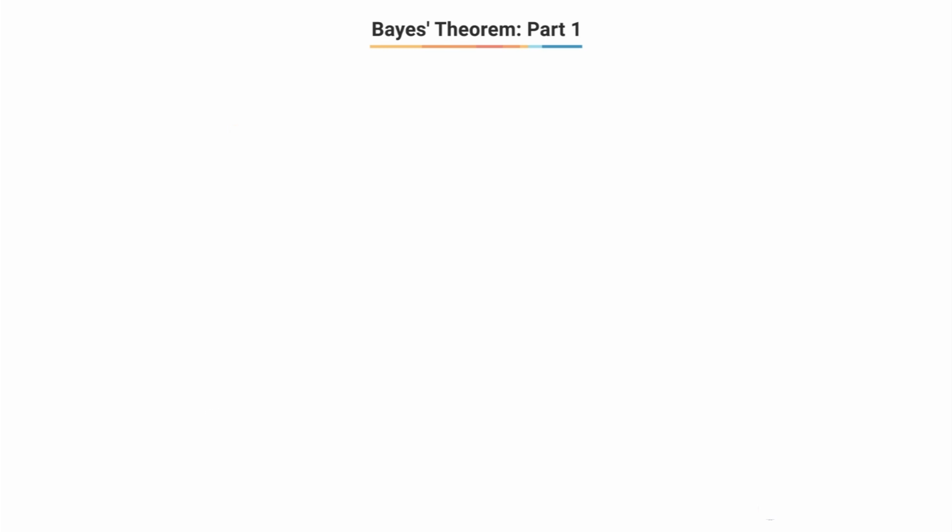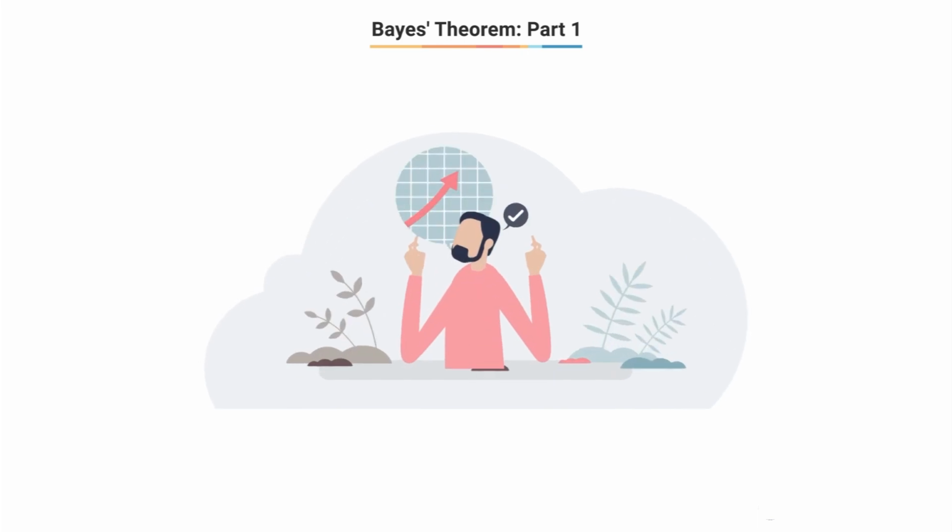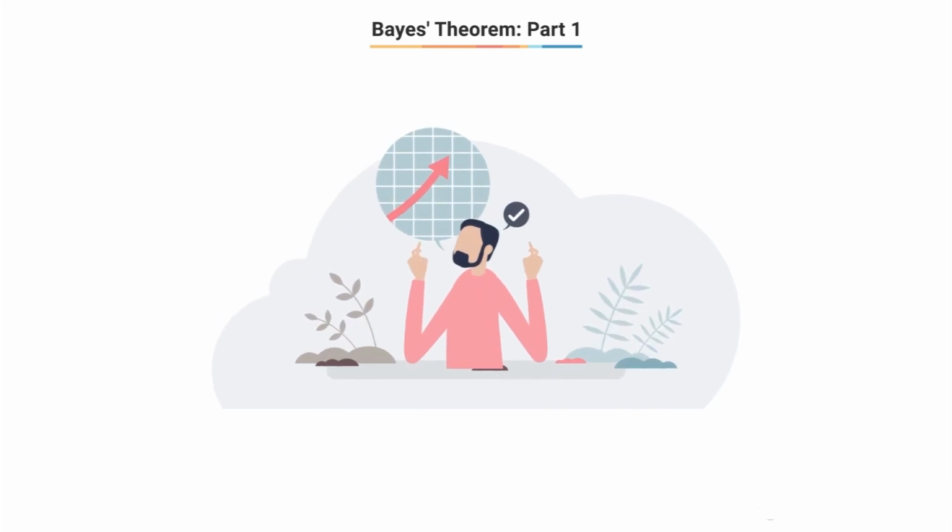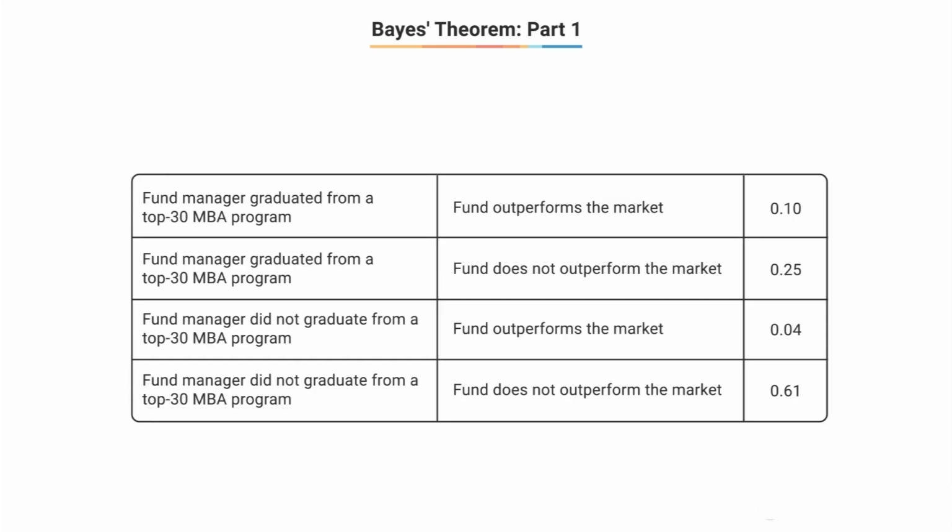Now suppose I ask you the following question. What is the probability that a fund manager has graduated from a top MBA program given that the mutual fund outperformed the market? If you observe the table, you will notice that this is nothing but probability of A given B. So why don't we quickly calculate and see what this gives us?